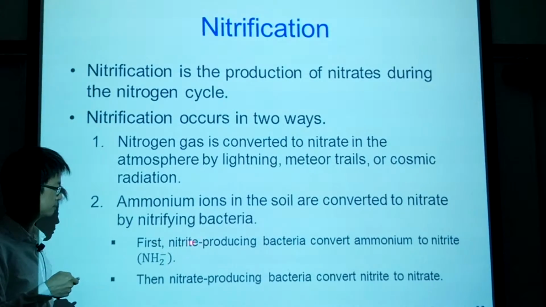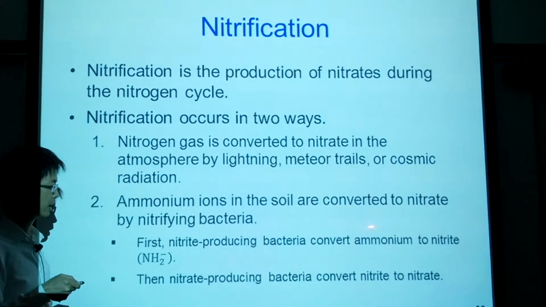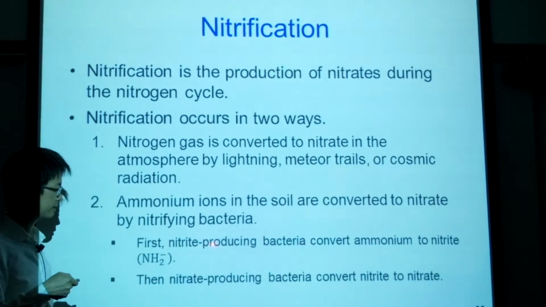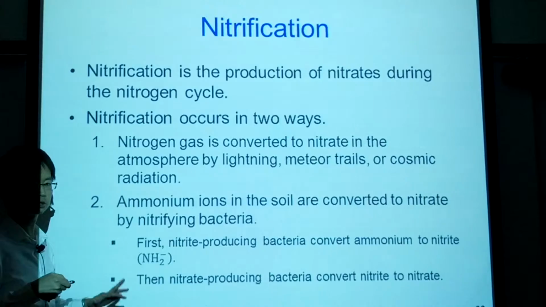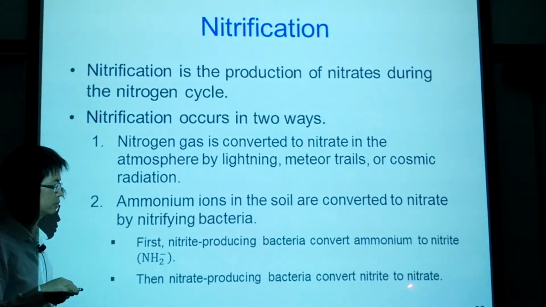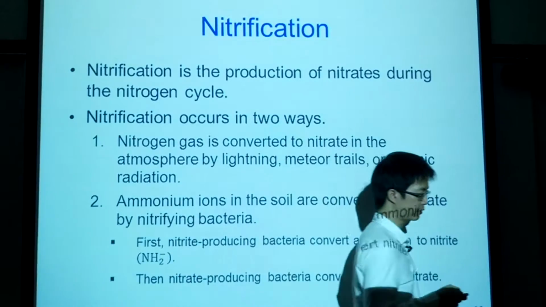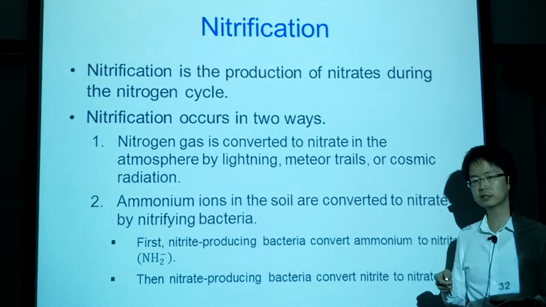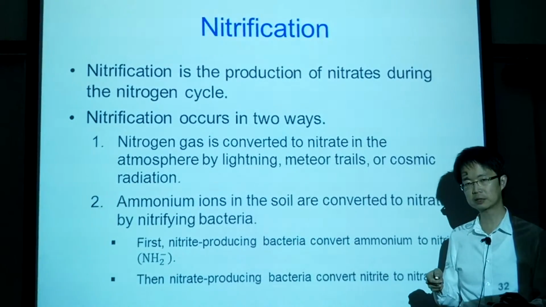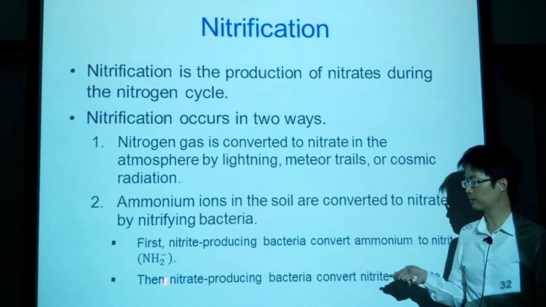So what it does is that from the ammonium ion, the nitrite-producing bacteria convert ammonium into nitrite. And then the nitrate-producing bacteria convert nitrite into nitrate. So it is like a two-step process to convert ammonium into nitrate. It requires two different bacteria to do that. In other words, from nitrogen gas into nitrate, you need three different bacteria and three different chemical reactions.